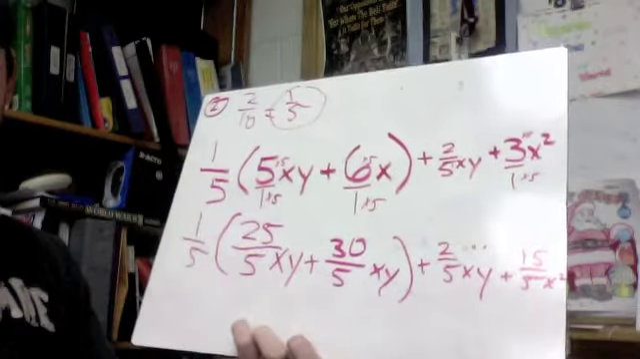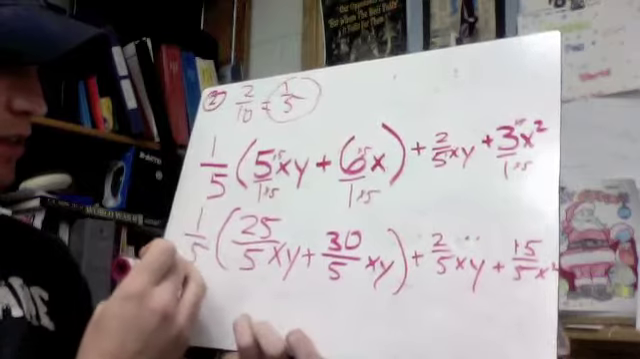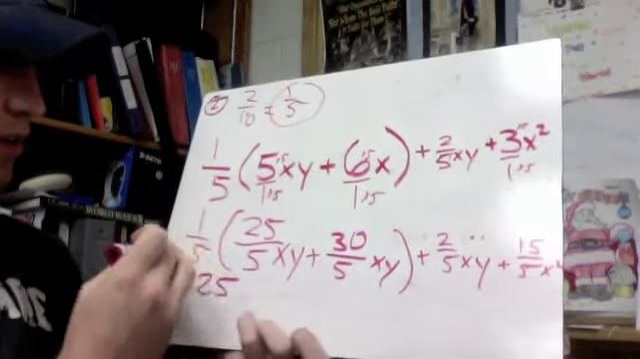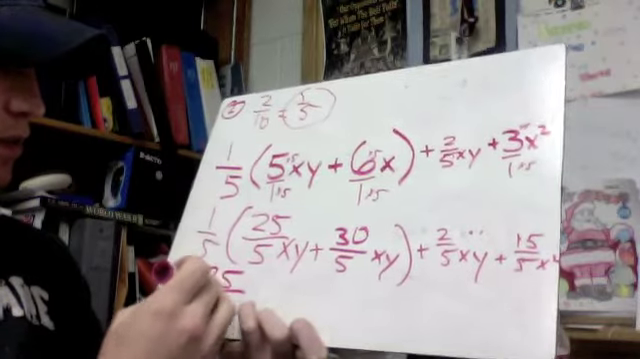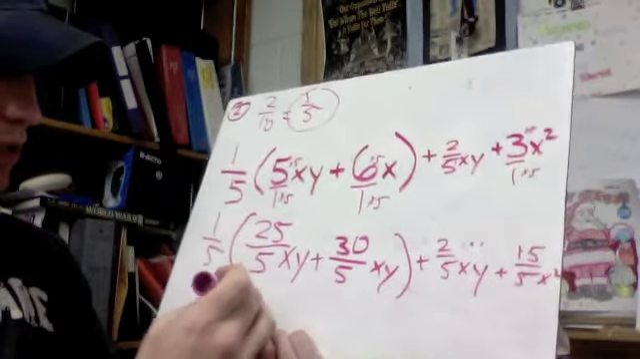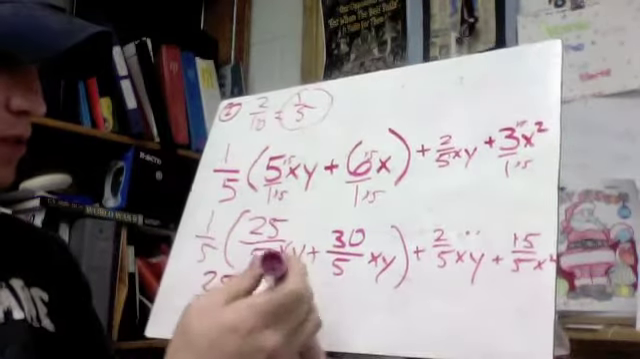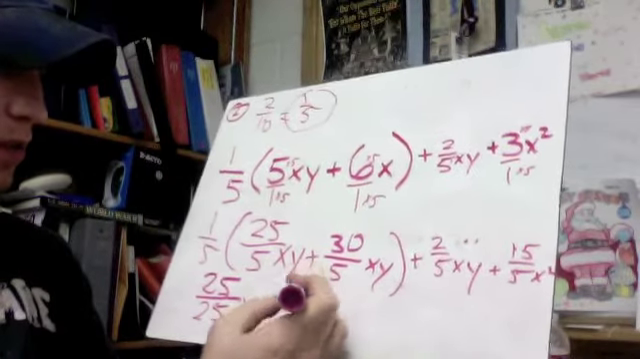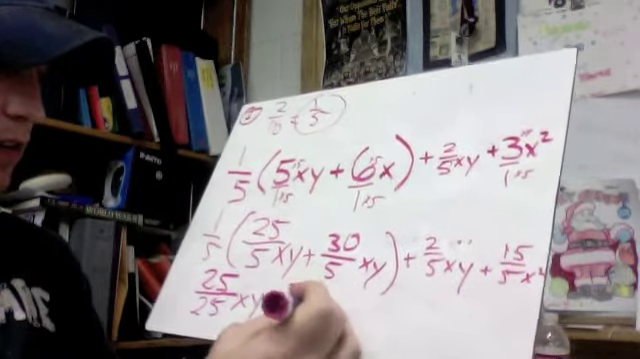Okay, and remember, when you multiply a fraction, you just go straight across. So 1 times 25 is just going to be 25. 5 times 5 is just going to be 25, so it'd be xy plus, and then 1 times 30 is just going to be 30. 5 times 5 is going to be 25 xy.